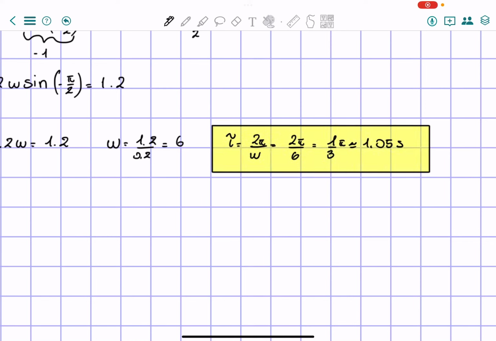Now, there is another way to solve this. I'm not going to show it, but you can try and find it, since you already have all the material that you're going to need.